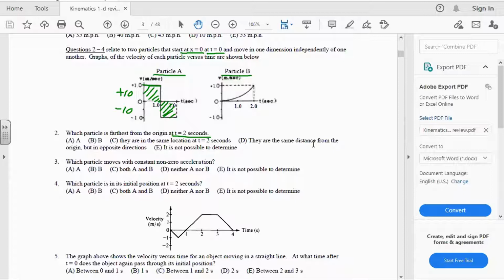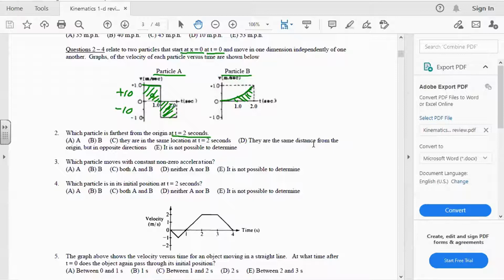And this one never changes direction. It's always moving in the positive direction. So we can see that this one has, even though the area is smaller than either of these two areas, it never turned around and headed back towards the origin. So particle B is the one that's going to be further away from the origin after 2 seconds. All right, questions about that? So that one, we're just comparing the areas underneath the curve.